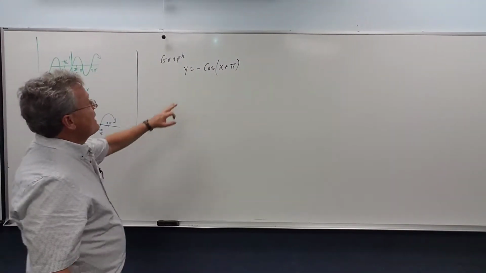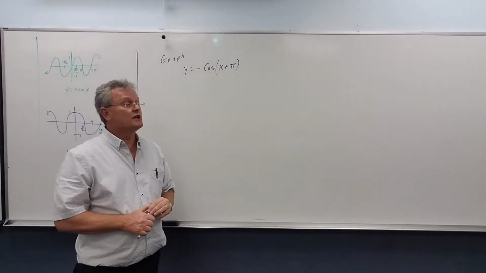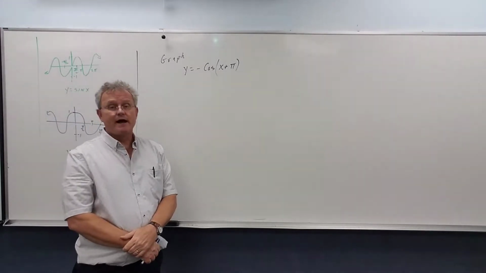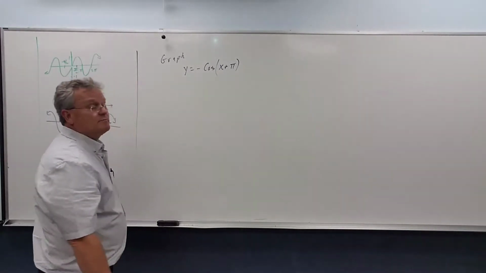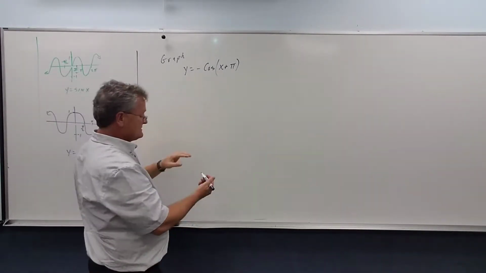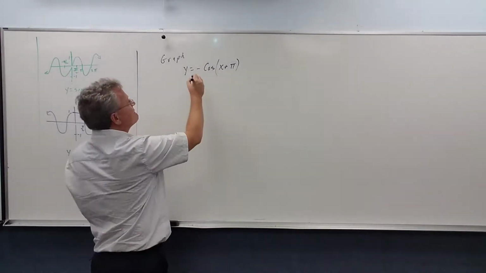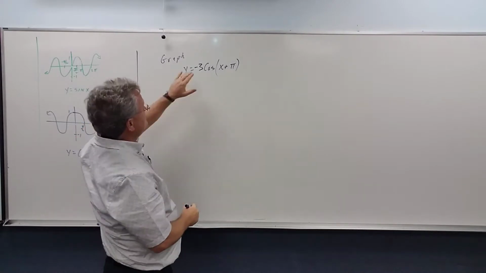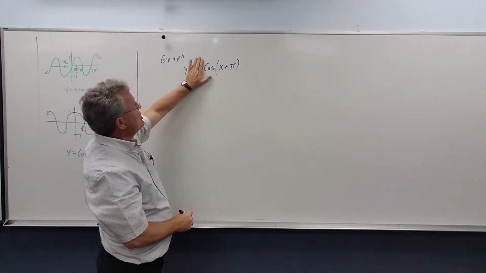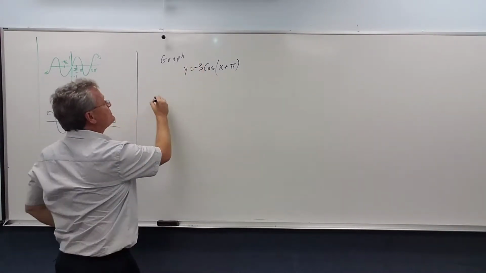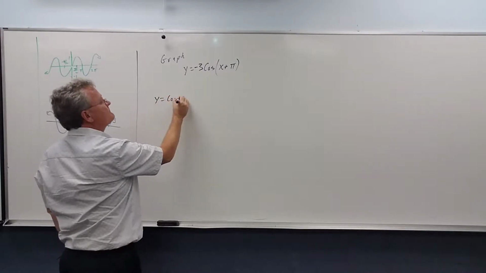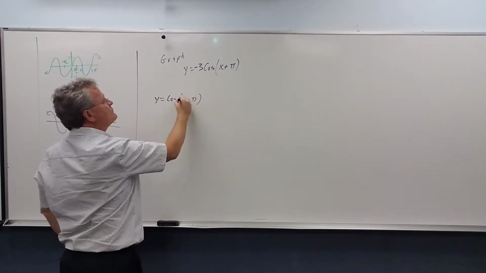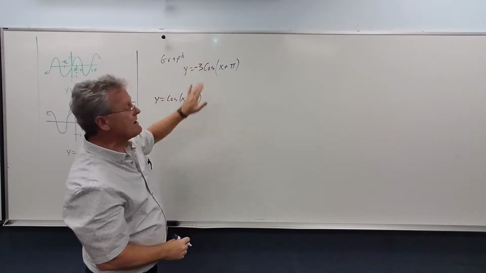Okay, here we're going to graph y equals minus cosine x plus pi. As we talked about in the last video, let's do this step by step. Actually, to make this a little more involved, let's just make it minus 3. All right, so do step by step. Take this part. What is the graph of y equals cosine x plus pi? Just do that part, then we'll worry about this.